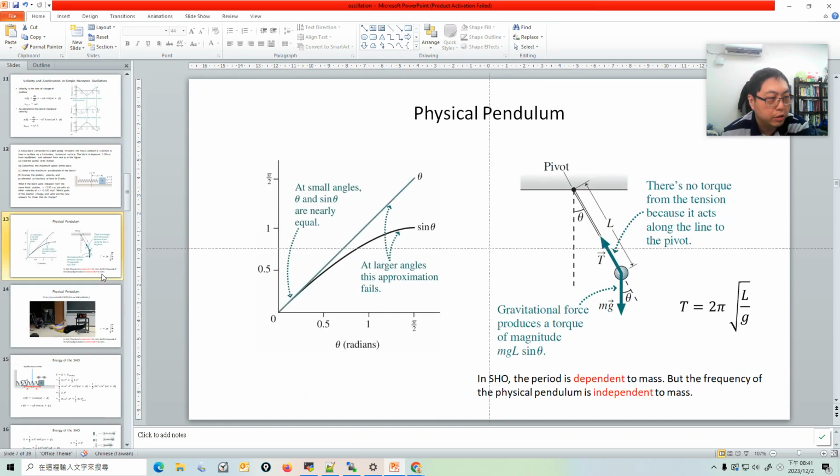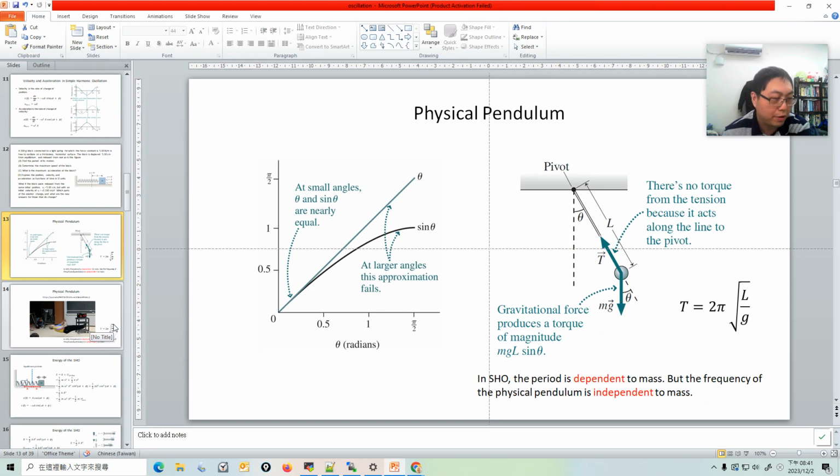But the interesting thing in the physical pendulum is that the period has nothing to do with the mass. Once the length of the rope is the same, no matter what mass it is, the period is still the same. It doesn't relate to the mass.